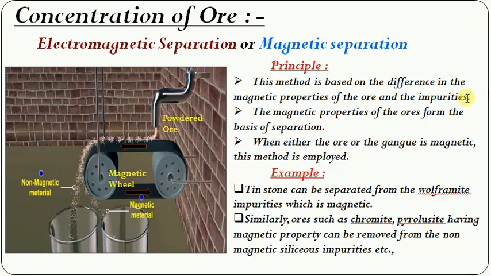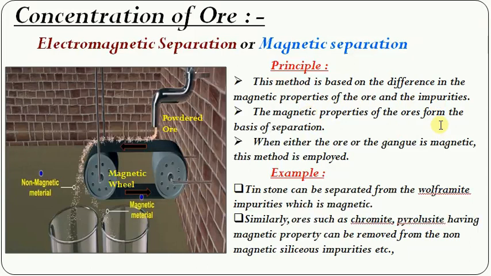For example, when you take sand from any roadside and pour it onto a paper, and below the paper you place a magnet, some magnetic particles will be attracted towards the magnet, whereas the other non-magnetic particles will be left behind on the paper. The magnetic particles will move when you move the magnet. A very similar idea is used here in the electromagnetic separation. So this method is based on the difference in the magnetic properties of the ore and the gangue.